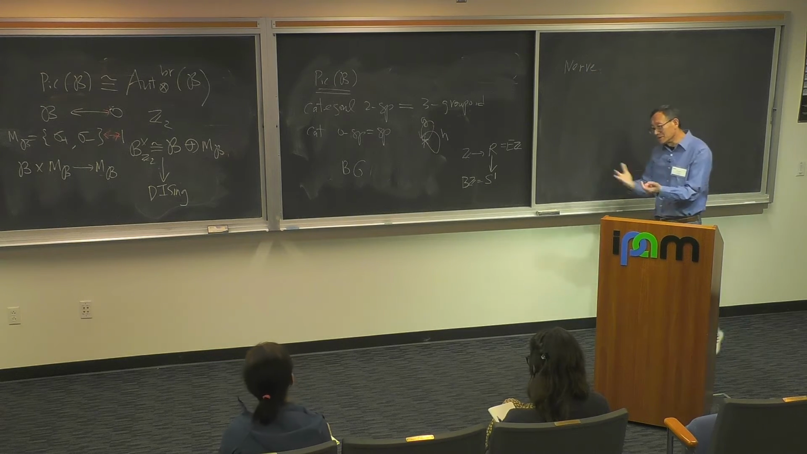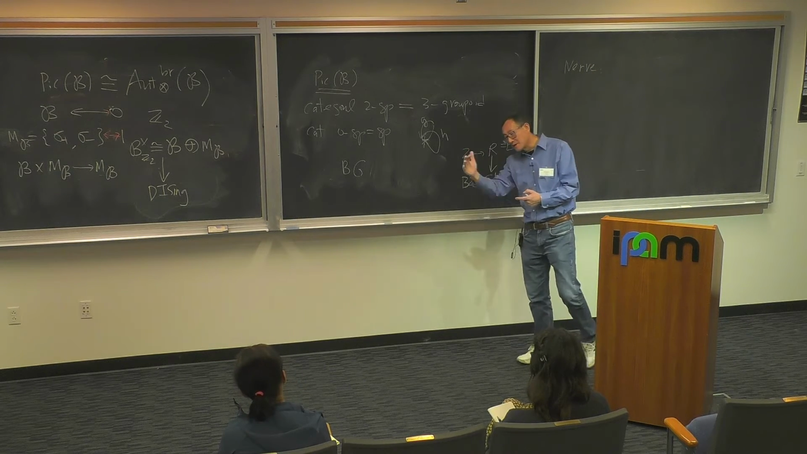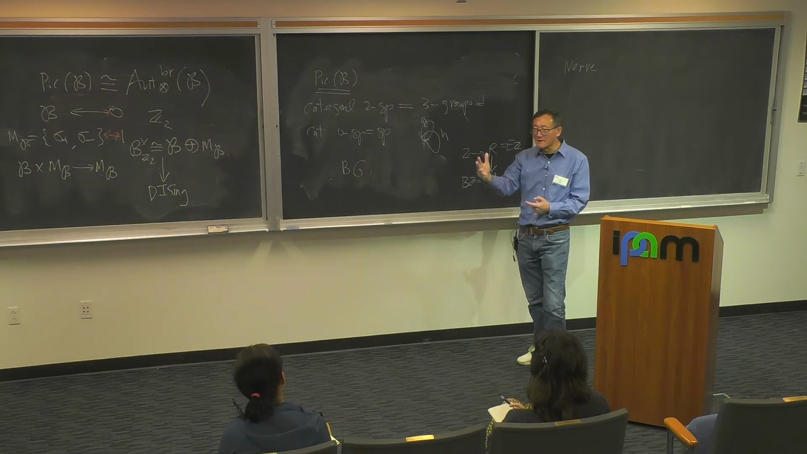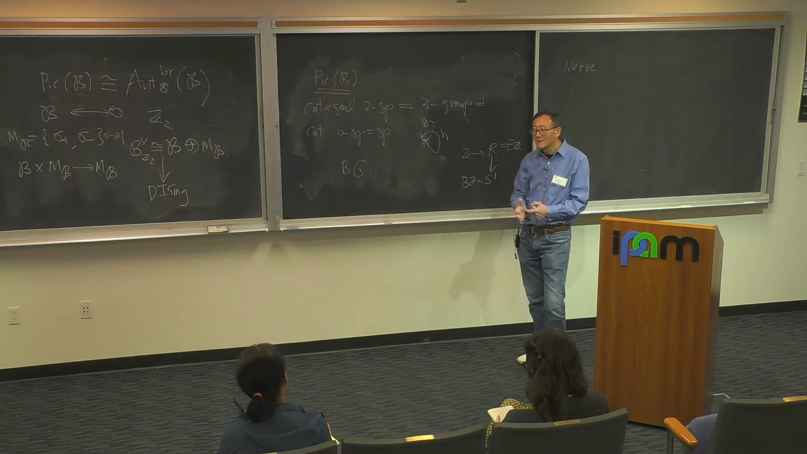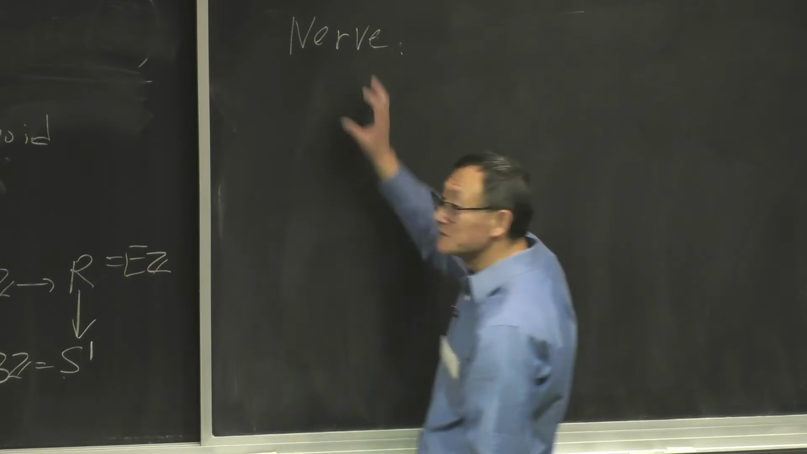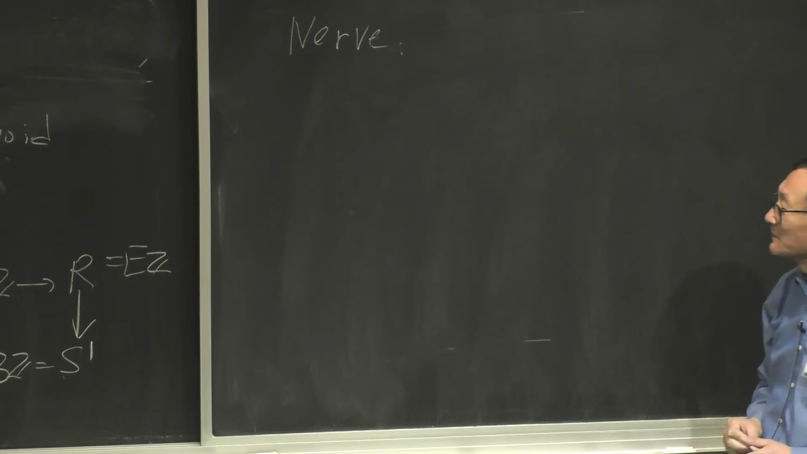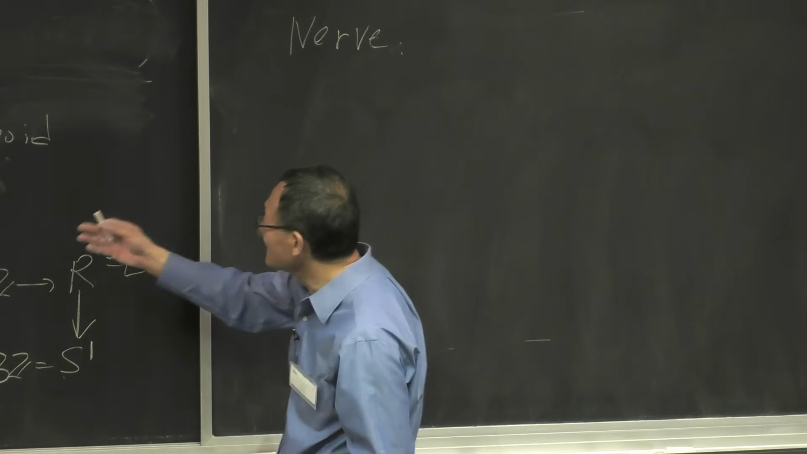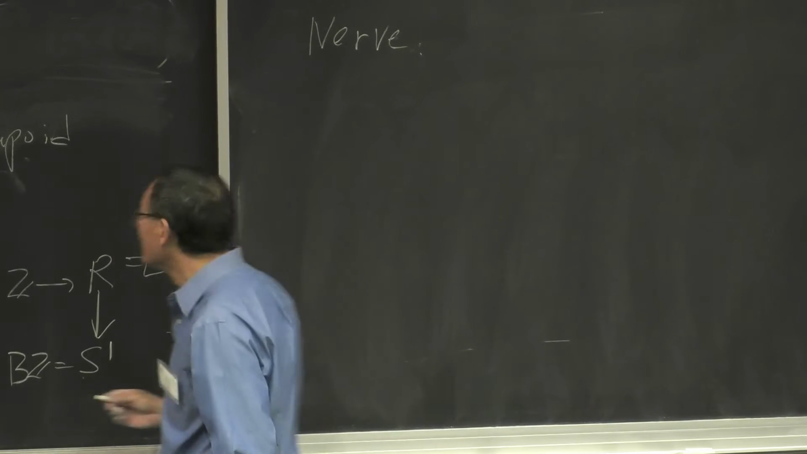So basically, give me a category. I can use the composition of morphisms to build up a simplicial complex. And then I take a realization of this simplicial complex, and that will give you this moduli space, this classifying space. And I will quickly outline it for this particular case.